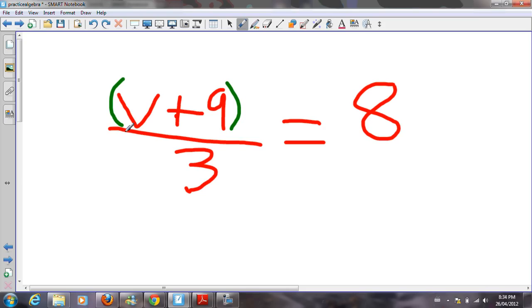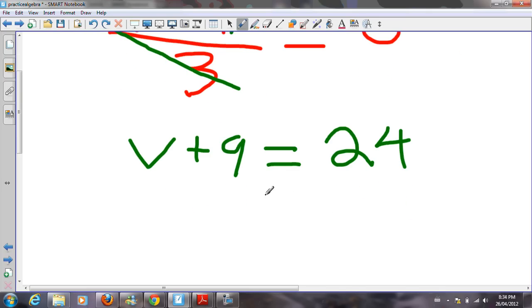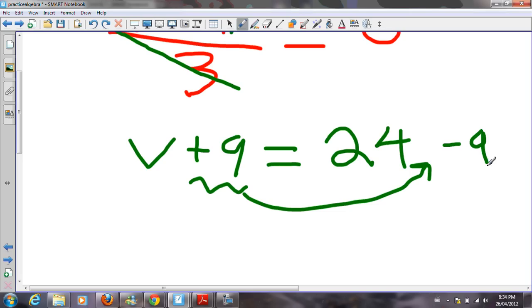Okay? So how do we get rid of the divided by 3 first of all? And the easiest way to get rid of the divided by 3 is to times each side by 3. Of course, that will cancel out the 3, and we'll times this by 3 on this side. And we're left with v plus 9 on one side. 8 times 3, if you work it out on your calculator, will give you 24. Now it looks like one of those one-step problems that we were doing earlier. So we take the plus 9, bring them over to the other side and shift them, and it becomes negative 9. So v's all by himself.